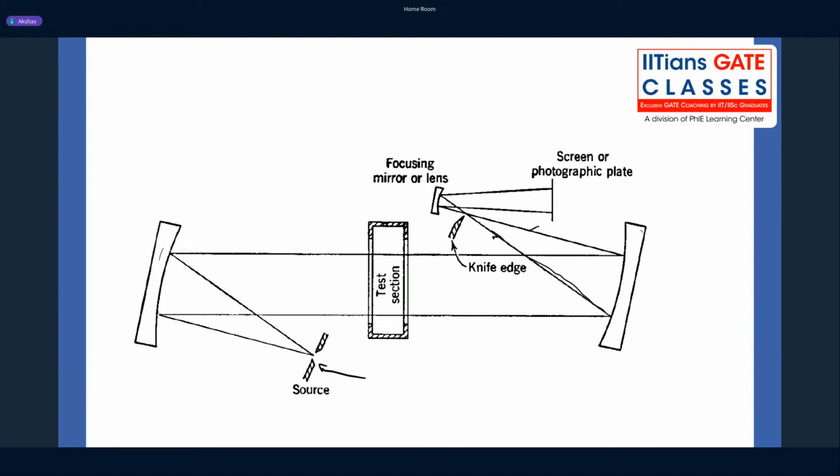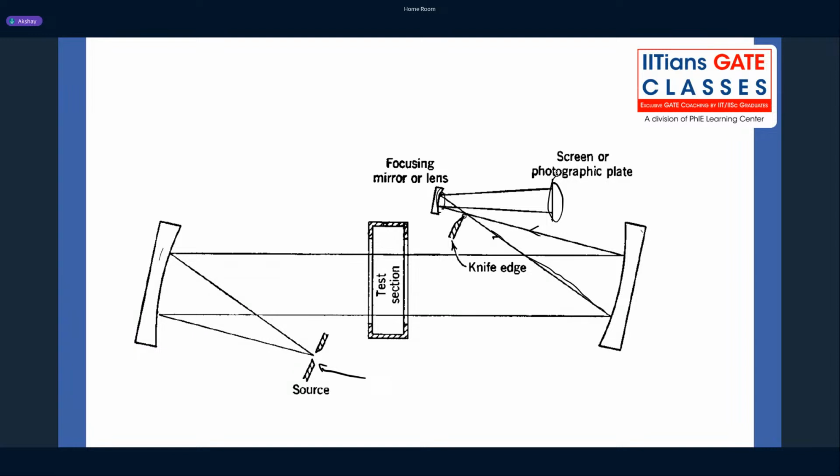converge the light. So all this parallel beam will be converged to the knife edge, and depending on the cut, you can vary the intensity and enhance the density gradient. Then it will go into a focusing lens, and from there it will be directed towards your screen or the photographic plate. In many cases it will be a high speed camera.